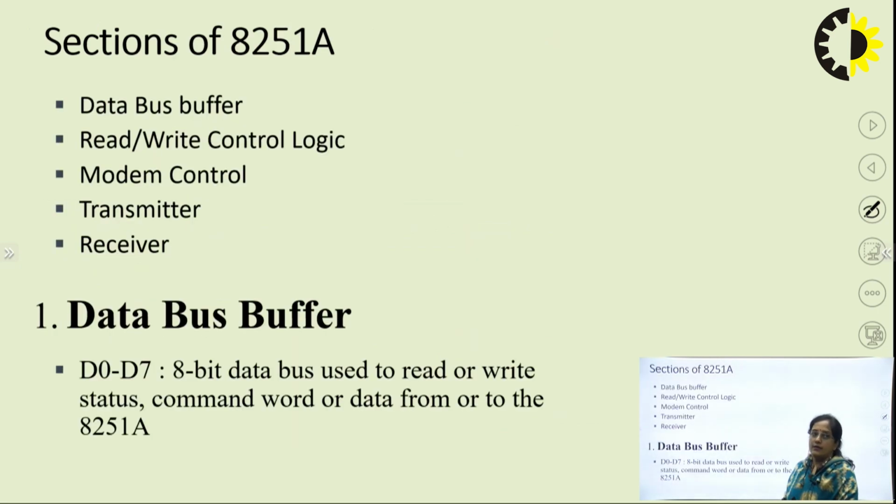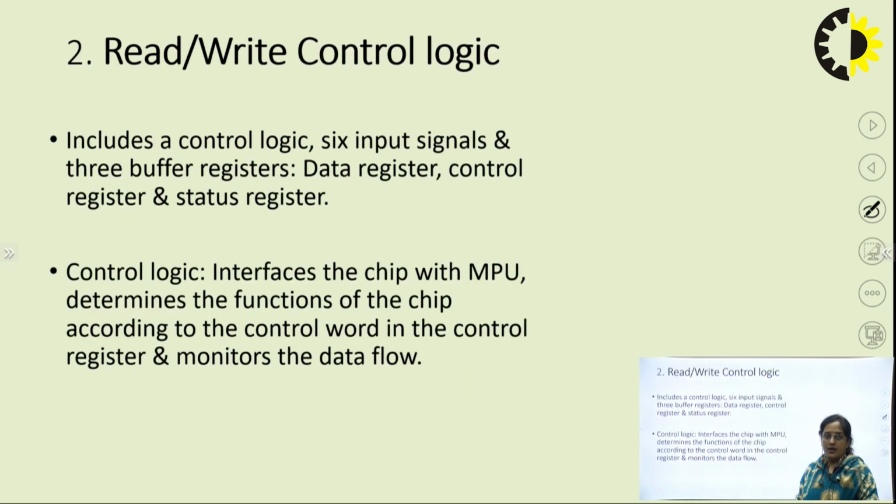So in total, we divided this 8251 into 5 sections: the data bus buffer, read write control logic, modem control, transmitter control and receiver control. The data bus buffer is the buffer where we have D0 to D7 lines, and it can store data like command word, status word and data which we have to transmit or receive. Next we have read write control logic, where we have 6 input signals and 3 buffer registers, that is data register, control register and status register.